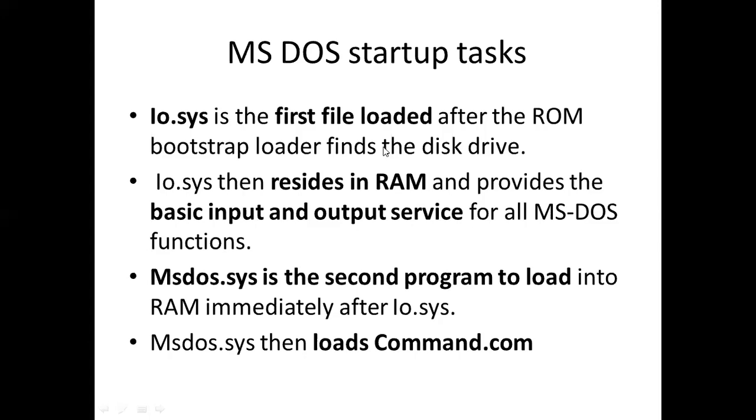Generally, in any operating system you have an input output system file, which is the first file loaded when the system starts booting. This IO system resides in the RAM and has all the input output services. The second thing loaded into the RAM is MS-DOS. MS-DOS is the one which loads command.com. Yesterday we saw the command list of the command.com files.